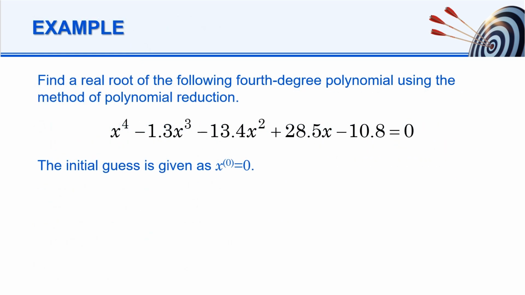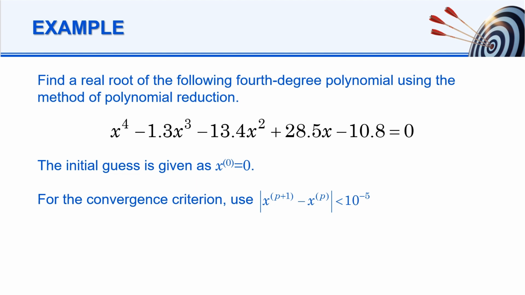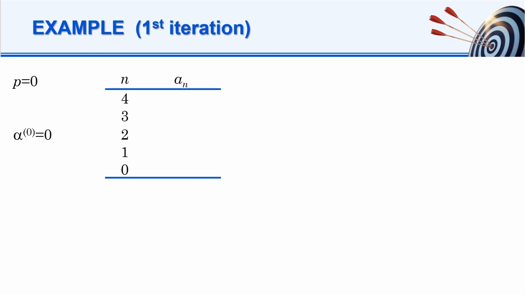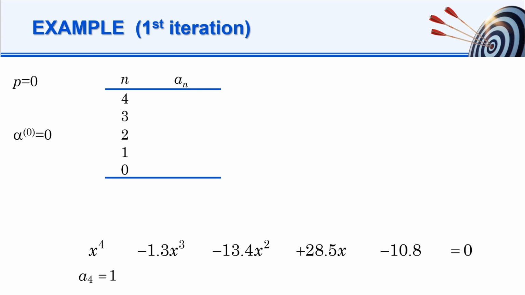Find the real root of the following fourth-degree polynomial using the method of polynomial reduction. The initial guess is given as x0 equals 0. For the convergence criterion, use the absolute difference between the current and prior values with 10 to the minus 5 as epsilon. We will start by identifying the coefficients of the polynomial as array A. We take the coefficient of x to the fourth as a4 and assign the following coefficients as a3, a2, a1, and a0.